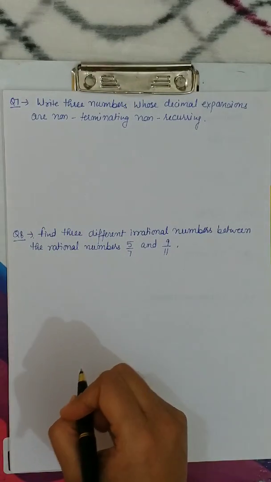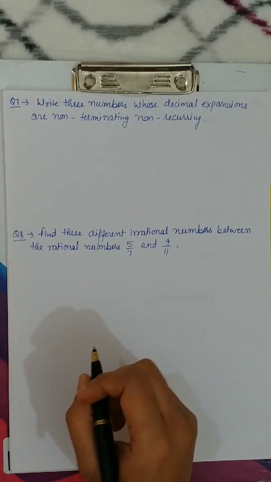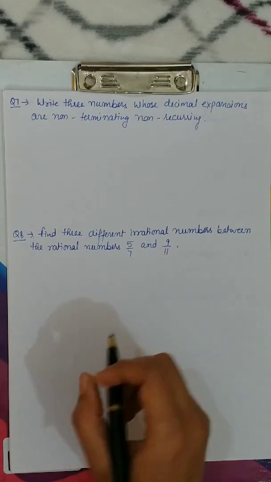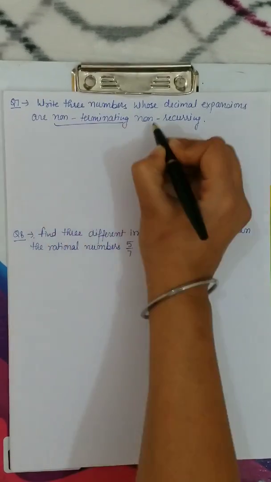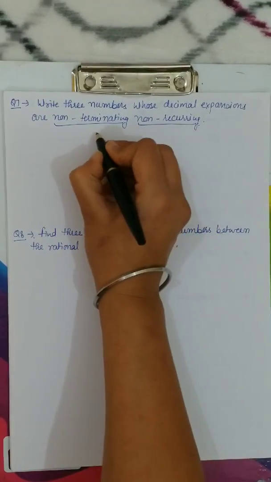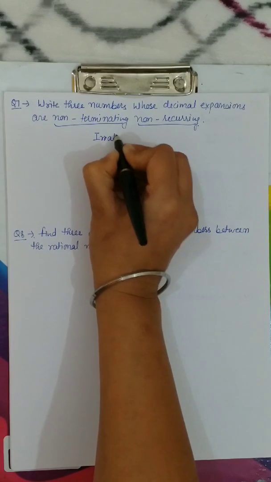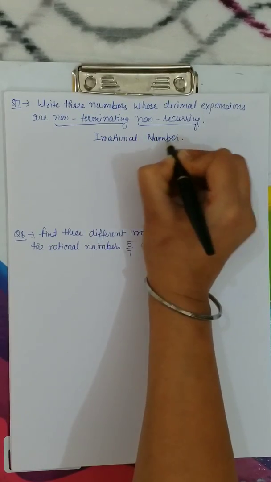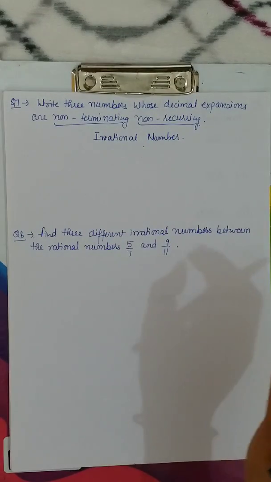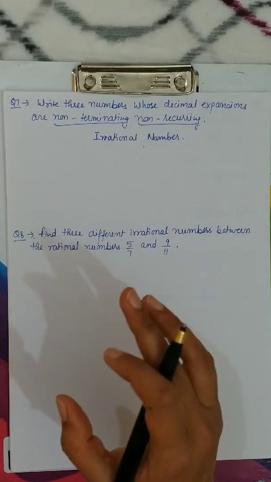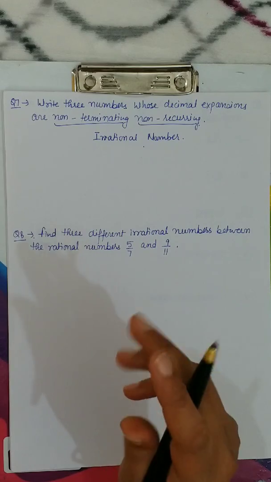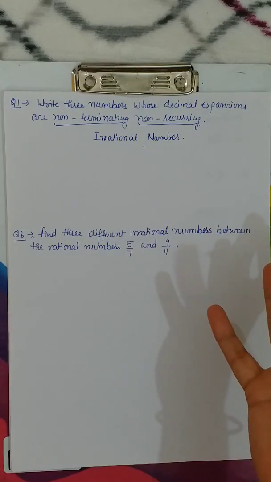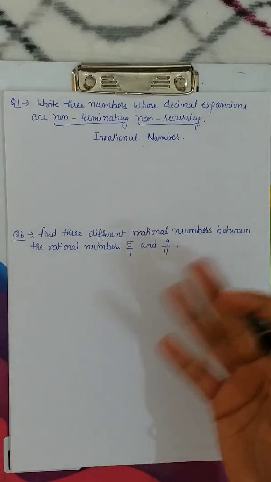Write 3 numbers whose decimal expansions are non-terminating, non-recurring. Non-terminating, non-recurring means the number must be an irrational number. It means we have to write down an irrational number. We have to write down 3 numbers, but we have to write down their decimal expansion. So consider any decimal expansion which is non-terminating and non-repeating.